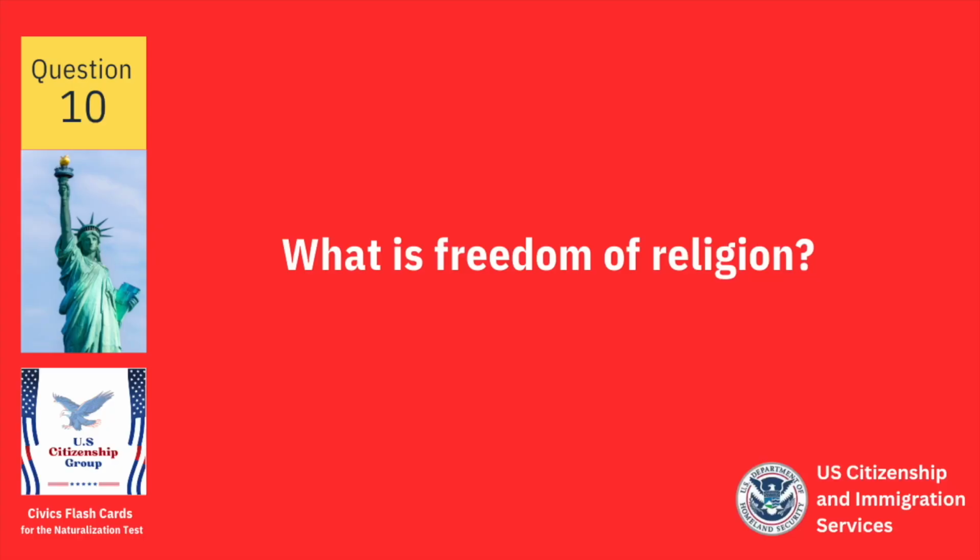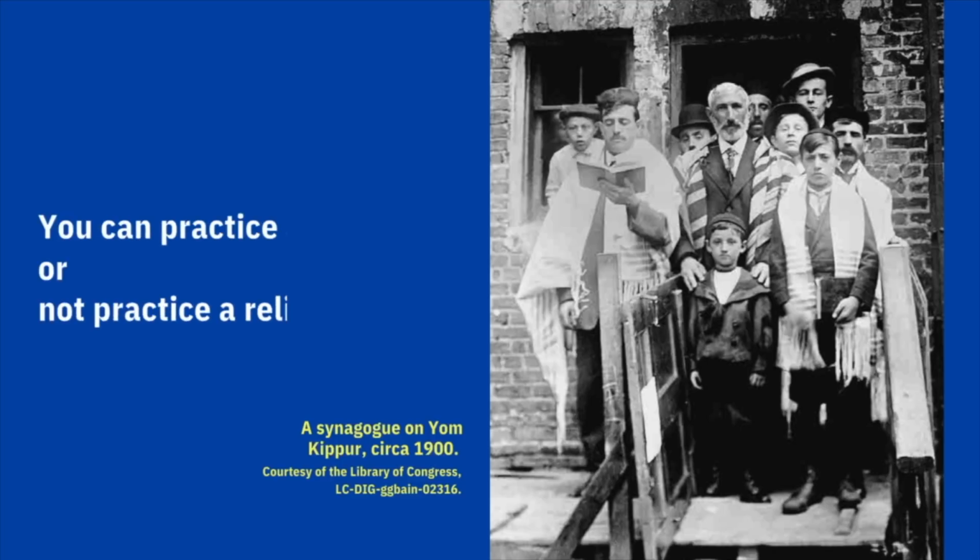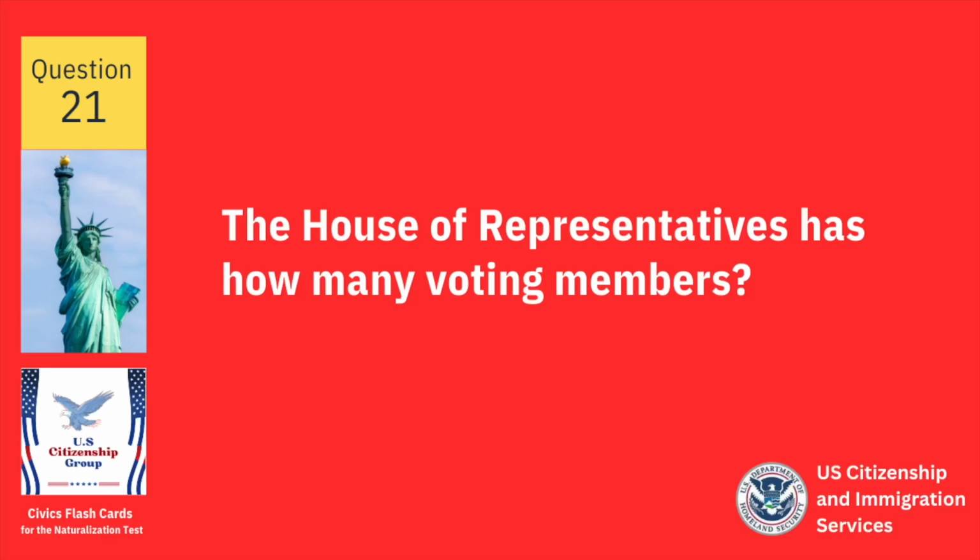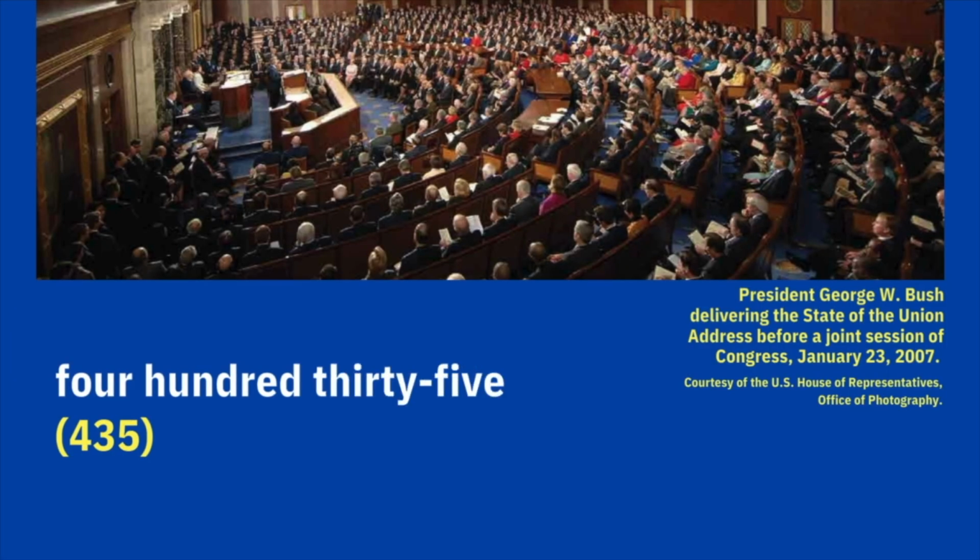What is freedom of religion? You can practice any religion or not practice a religion. The House of Representatives has how many voting members? 435.